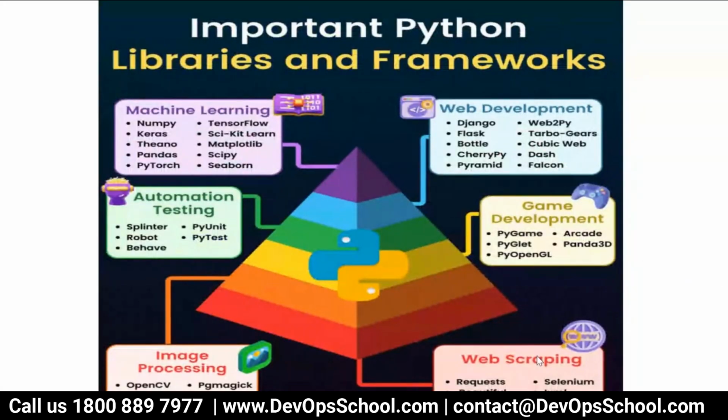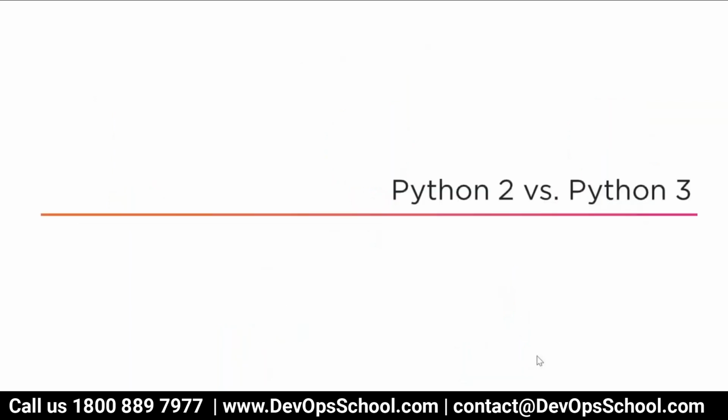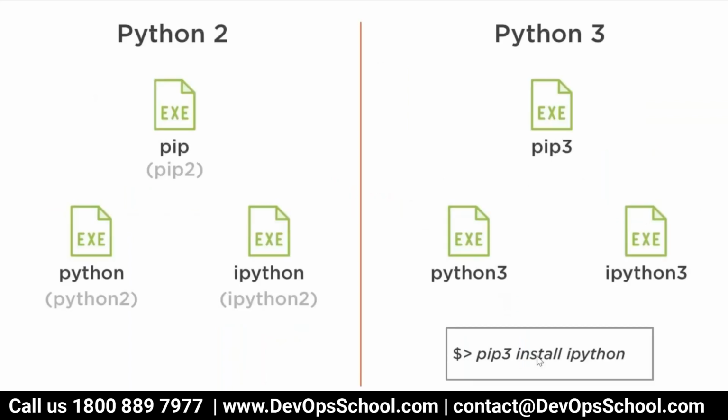So in summary, Python is a very simple language to learn, but with wide use cases: system administration, web development, machine learning, big data, scripting, and so on. Python 2 is different from Python 3. I told you that this is a different release. Now when you work on Python 2 and Python 3, you need to remember these utilities.